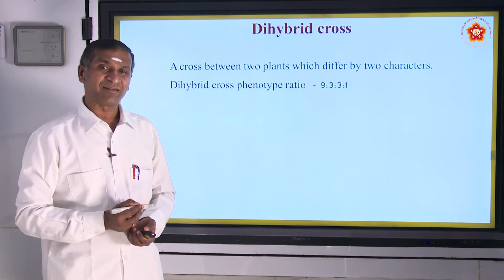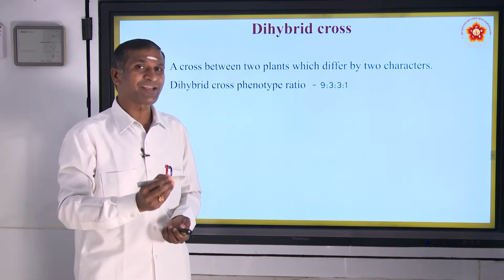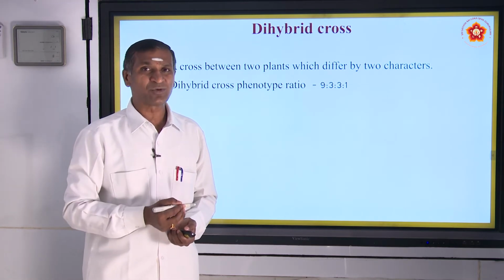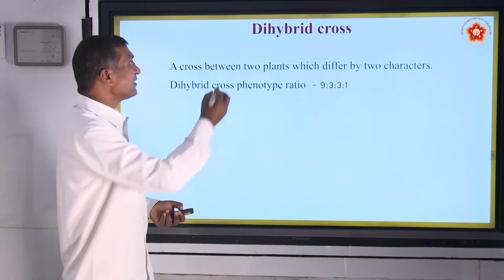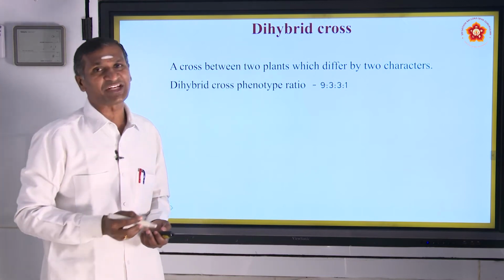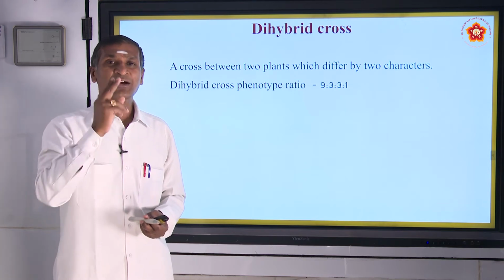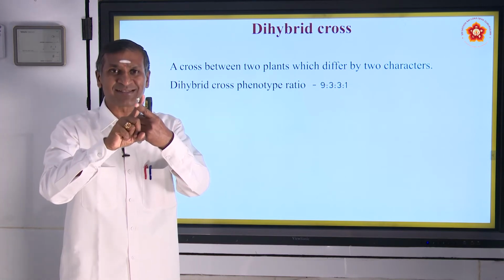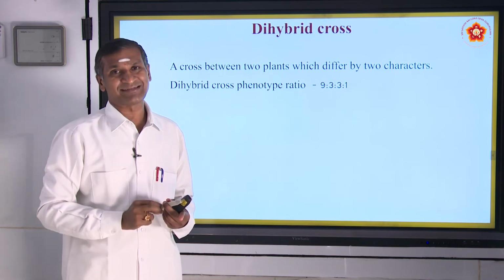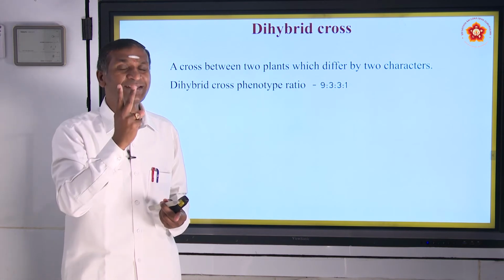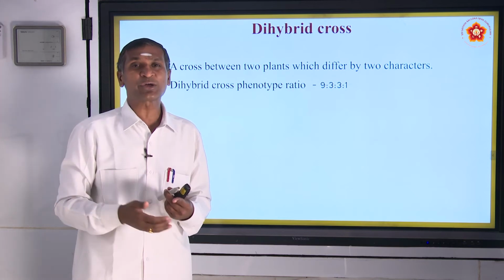Part 3 of today's Gregor Mendel's experiment continues and also the laws that are proposed. Dihybrid ratio of Gregor Mendel. Di, 2. A cross between two plants which differ in 2 characters. So, how many characters in dihybrid ratio? 2 characters. How many plants you are crossing?